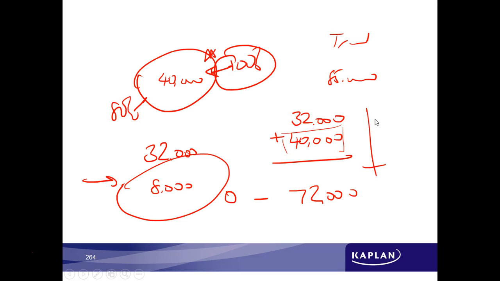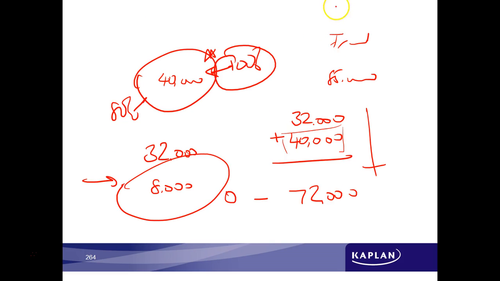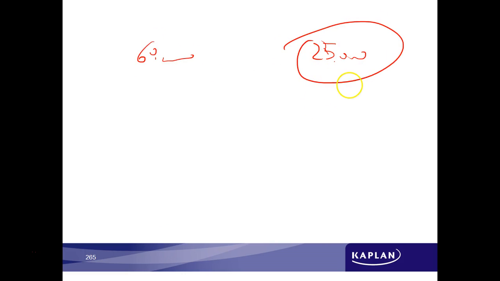Okay, right. And that's how that works when you're dealing with people who have higher rate tax bands. Now let's look at Ed. Ed, again, now Ed has trading profits of 25,000 and he's put in 60,000. So he's putting in money from somewhere else that's not to do with trade. So 25,000 is what will attract relief. So 25,000, 60,000. Let me use a clean sheet. We have 25,000 and 60,000 here. So 25,000 will attract relief.